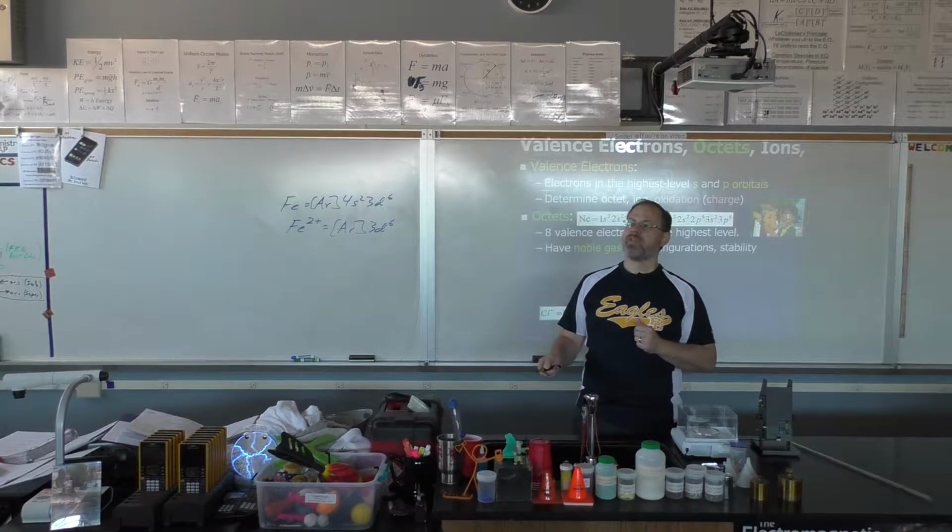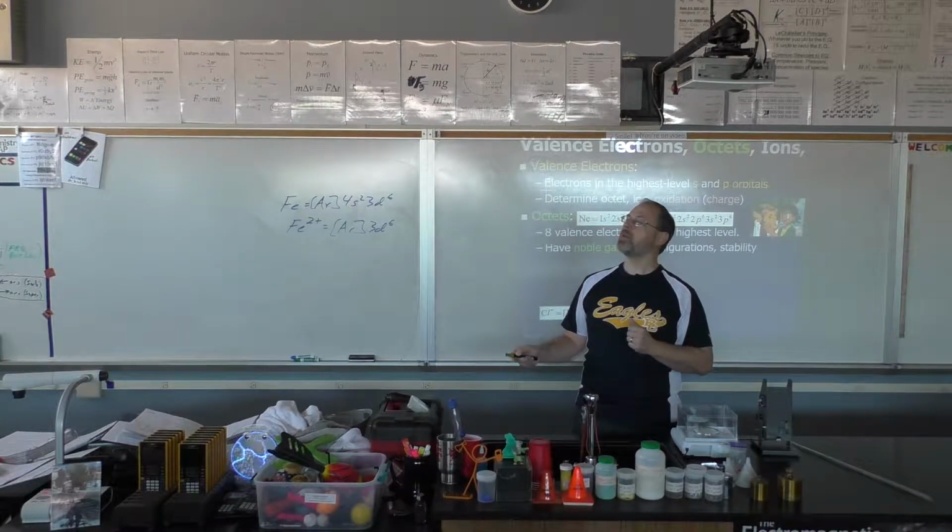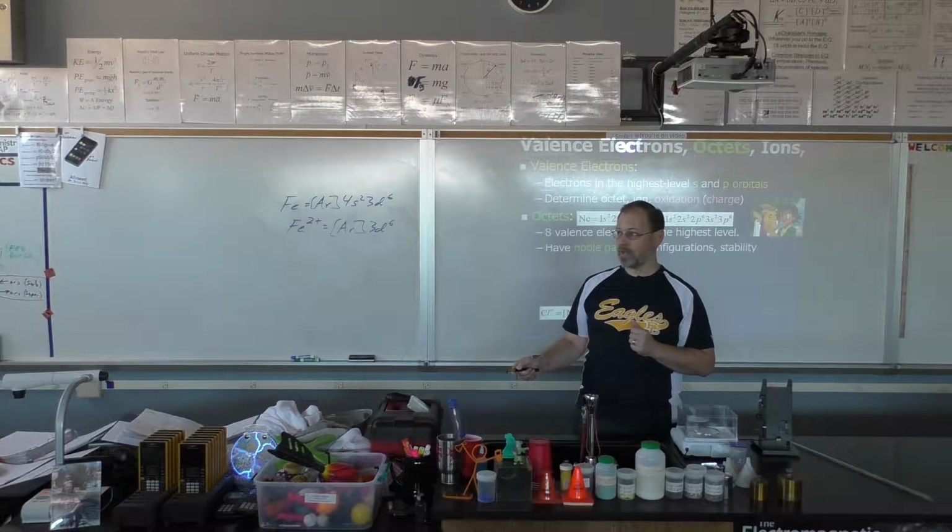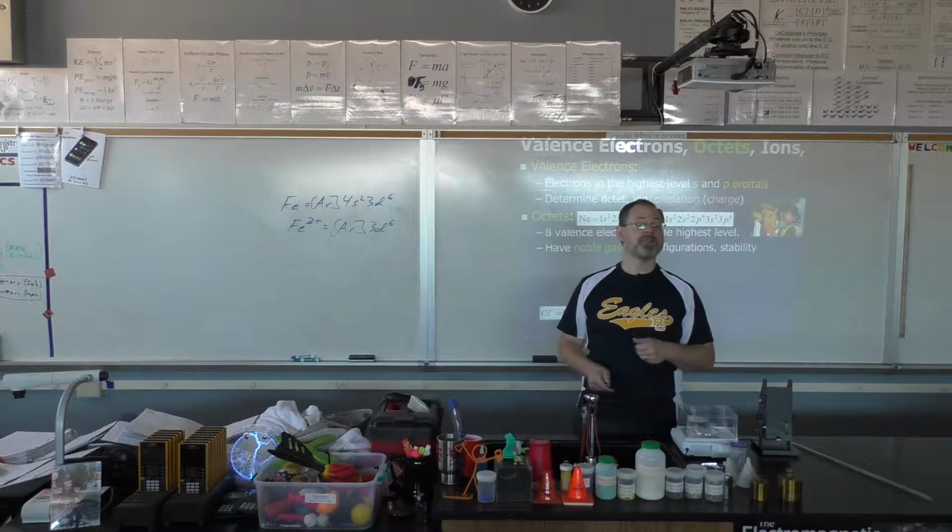Lithium down, these all have one valence electron. These are all S1. Beryllium down has 2 valence electrons because these are all S2. Boron down are S2, P1. How many valence electrons does boron's group have? 3. Carbon's group, S2, P2. How many valence electrons does carbon's group have? 4. Nitrogen? 5. Oxygen's group? 6. Fluorine's group? 7. Neon's group? 8.